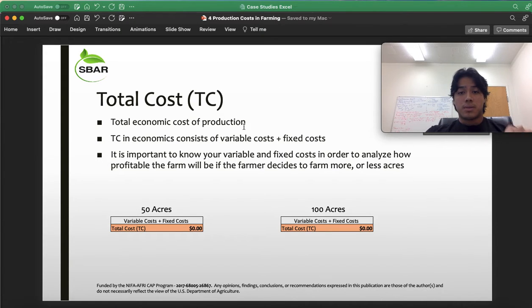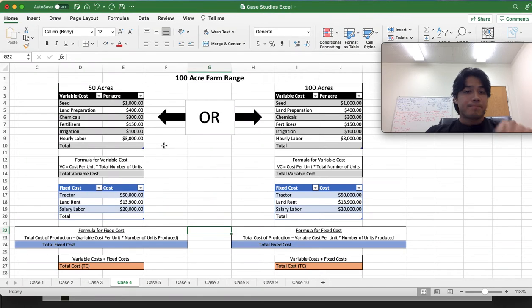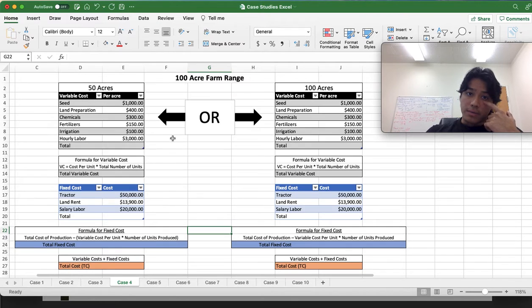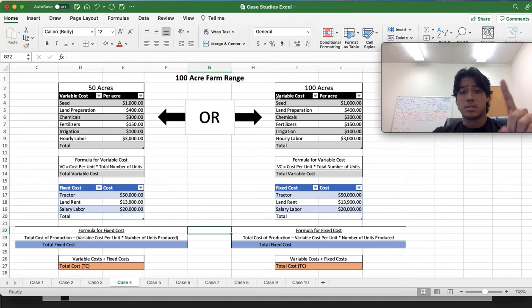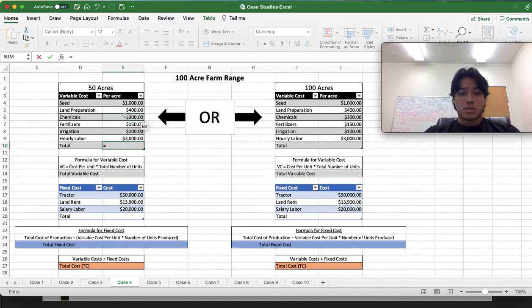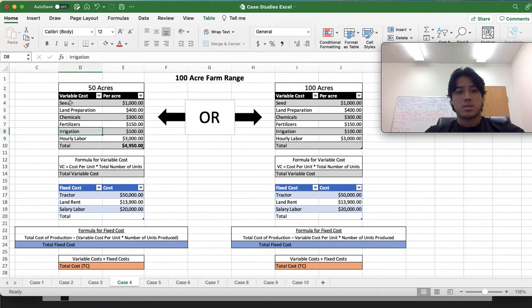Moving to the case study, so we have a 100-acre farm range, 50 and 100. He has two options. This is the same farmer. First, let's start with the variable cost, which is the sum. All these costs, as you can see, seed, land preparation, chemicals, fertilizers, irrigation, labor. That's going to be the total variable cost.